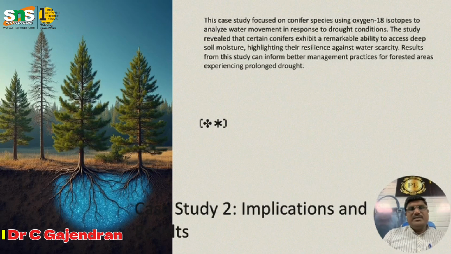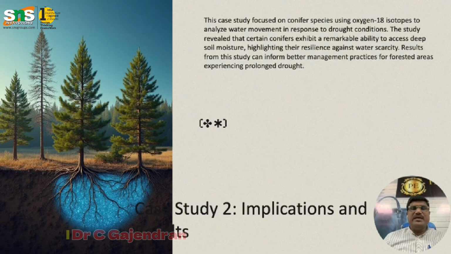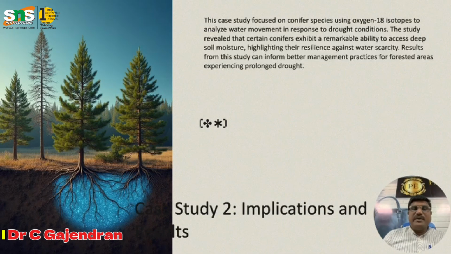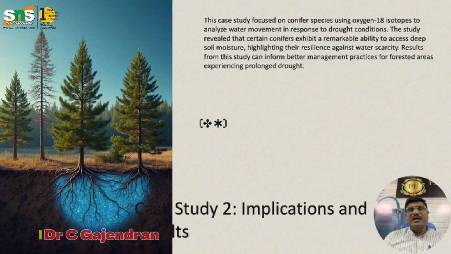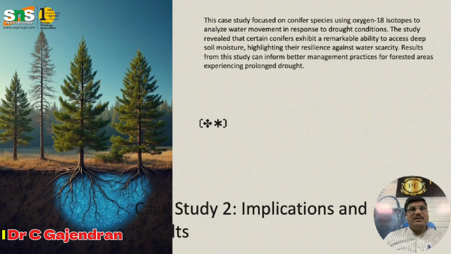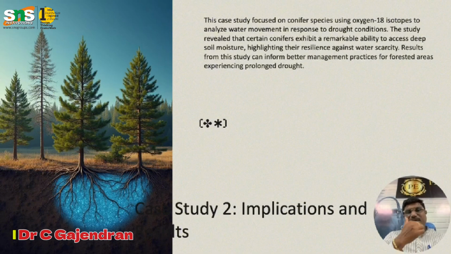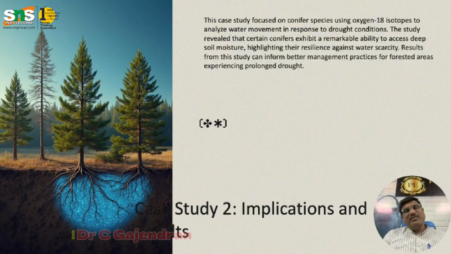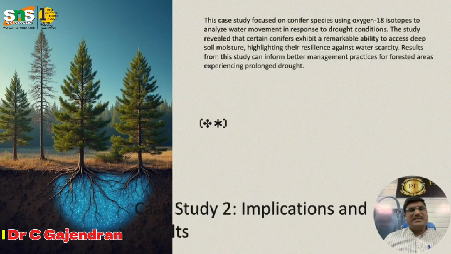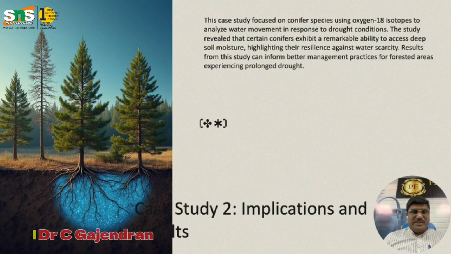In conclusion, isotope-based research is proving to be an essential tool in the study of plant water relations. The case studies discussed today illustrate how different species manage water under varying environmental stresses. These insights are not just academic; they can guide policy decisions, improve forest management, and help us build more resilient ecosystems. As climate challenges grow, continued research using isotope techniques will become increasingly important for sustainable environmental stewardship.